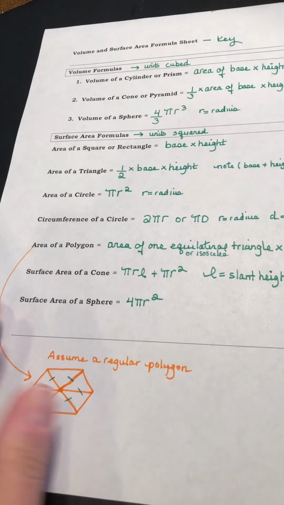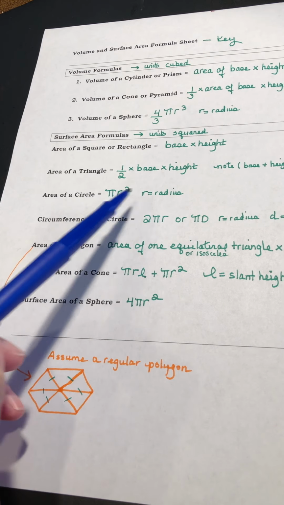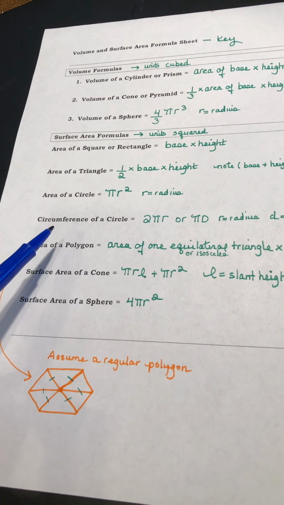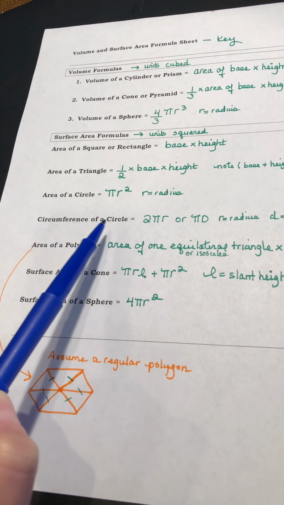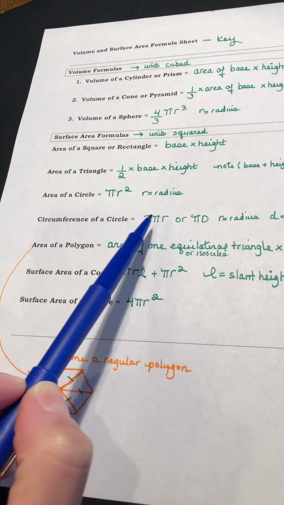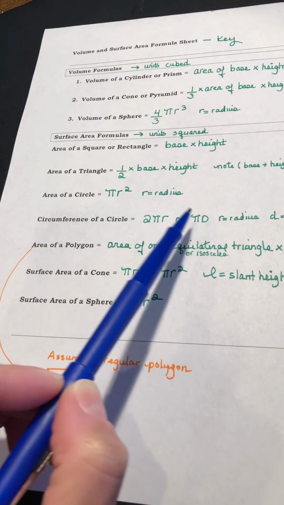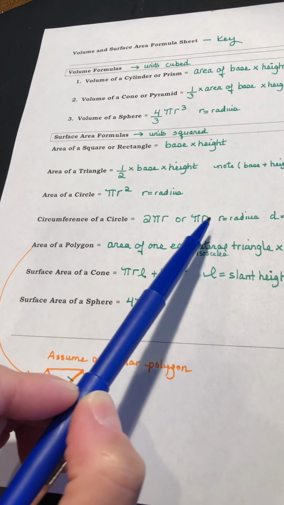We know the area of a circle: pi r squared, where r is the radius. We're also going to need to use circumference, and we'll do some problems that involve circumference. The circumference of a circle is 2 pi r, or pi times diameter.